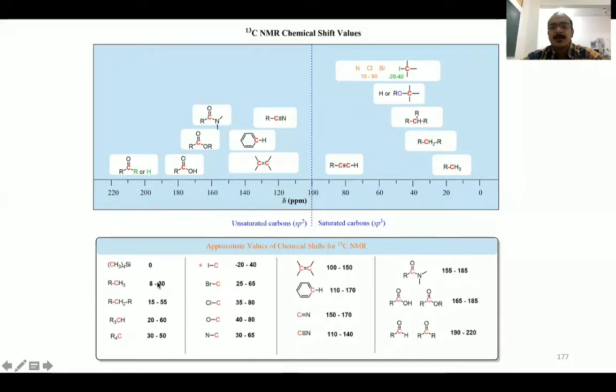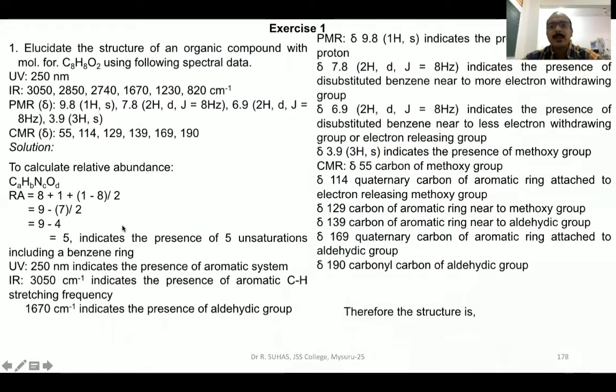You don't have to remember the exact value, you just have to remember the range. Based on the range, you will see that different problems can be easily solved based on the C13 NMR data given. Coming to exercise 1. This is problem 1. This is a composite problem involving UV, IR, PMR and CMR. The first problem goes like this. Elucidate the structure of an organic compound with the molecular formula C8H8O2 using the following spectral data.